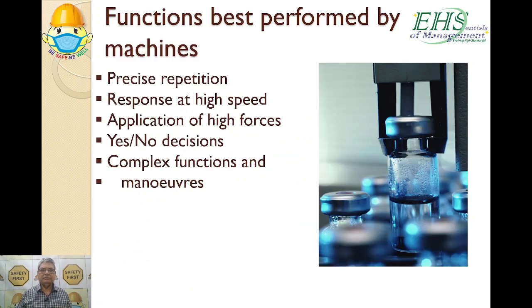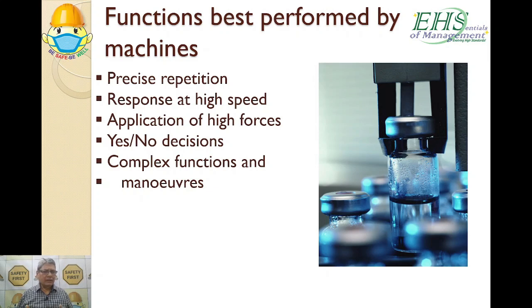tools and machines. Now, functions best performed by machines. Precise repetition. If there is a repetition of the job, it can be done very precisely compared to a human being, because if you do it manually, every time there will probably be some difference, maybe small, but there will be a difference. Then response at high speed, because we have a limitation to work at a certain speed. Our hands cannot work beyond a certain limit, our legs cannot move faster, but machines can move faster.